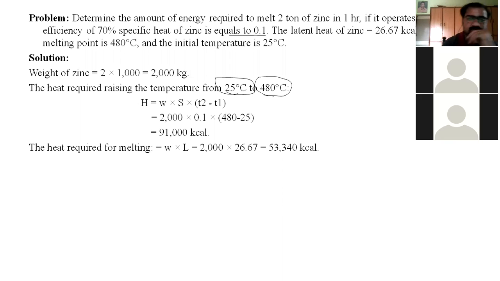So that is the formula: weight of the zinc into latent heat. The latent heat has been given here as 26.67. Just by calculating, we get 53,340 kilocalories. If we produce 91,000 kilocalories of heat, the temperature of the furnace will reach 480 degrees. In the furnace at 480 degrees centigrade, to melt these 2000 kgs of zinc, we require 53,340 kilocalories of heat.